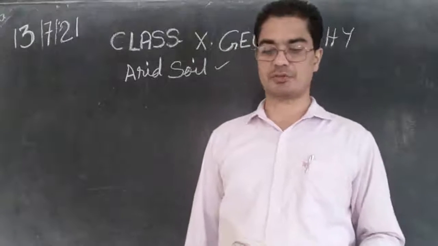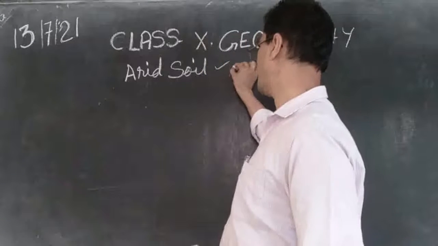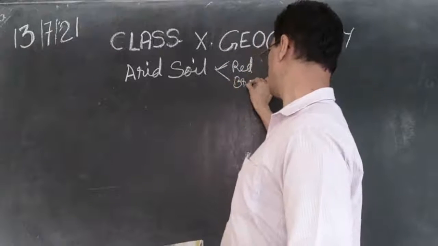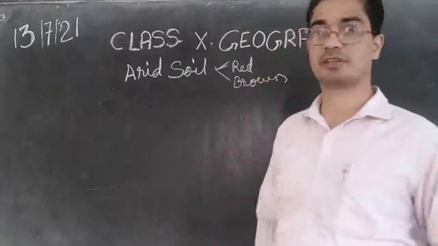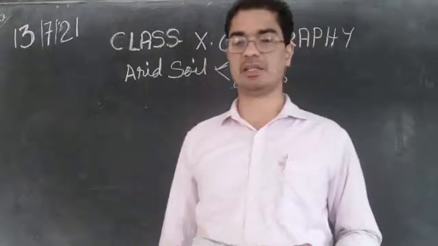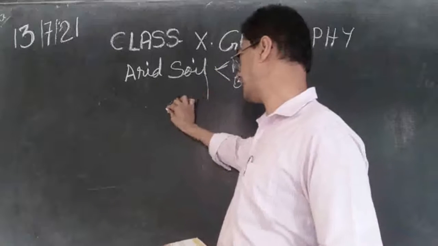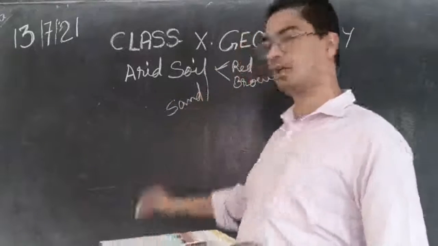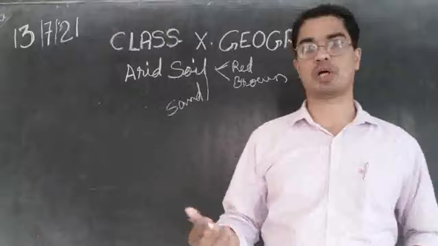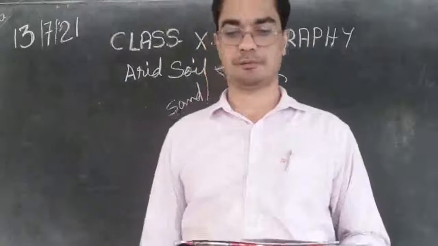So arid soils range from red to brown in color. In some places they are red, in some places they are brown. There is not much difference in color, red or brown. Then they are generally sandy in texture. So what is the nature of this arid soil? They are sandy, so they contain a lot of sand. Because of that, we know the sand cannot retain water. So because of this sandy nature, the soil is always dry.